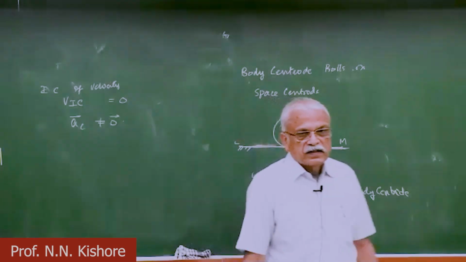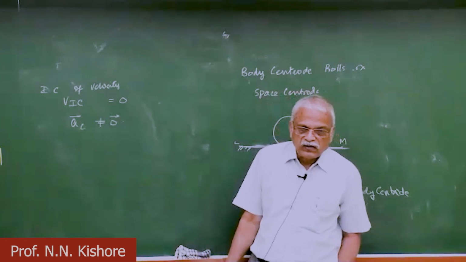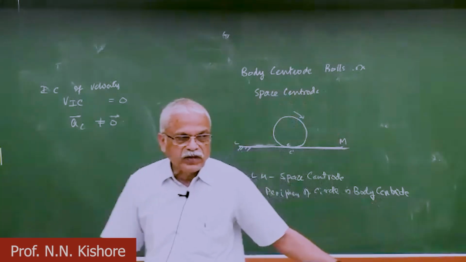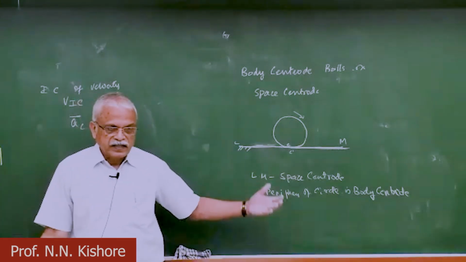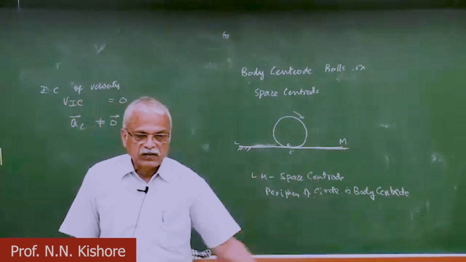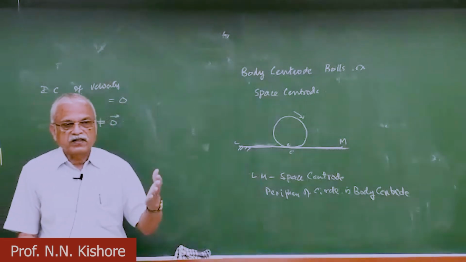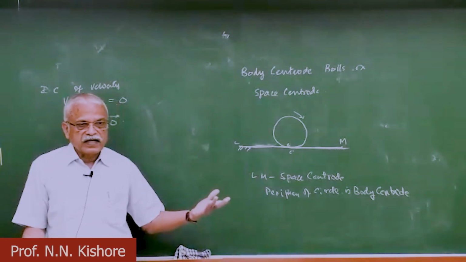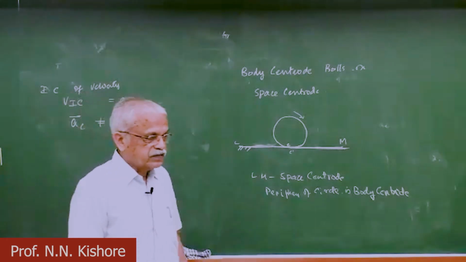Why? Can you simply say that acceleration is not 0? It is because the center is changing its location, right? It's going from one location to another point, whether it is the space centroid or the body centroid. Instantaneously it has 0 velocity, but it will gain velocity after an instant because there is an acceleration. So that's number one.